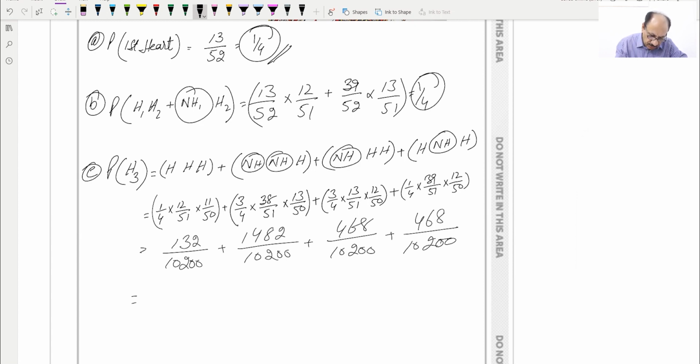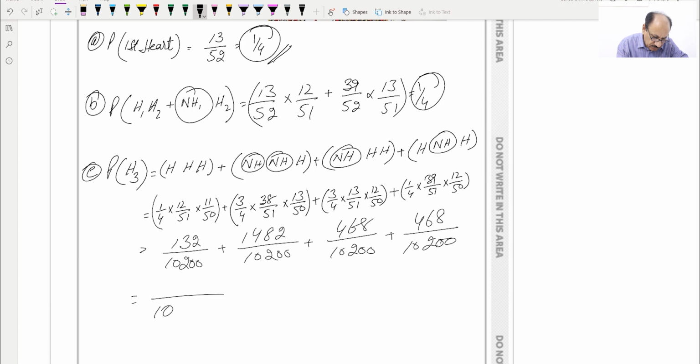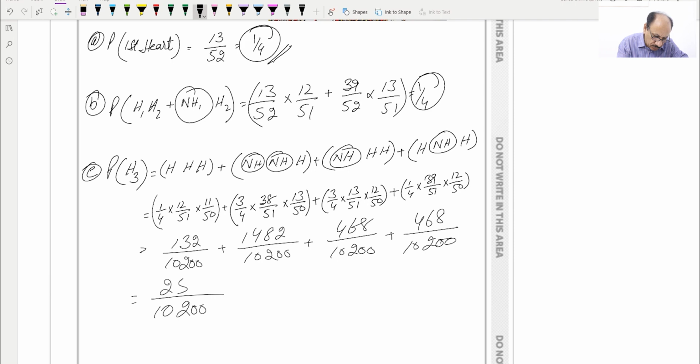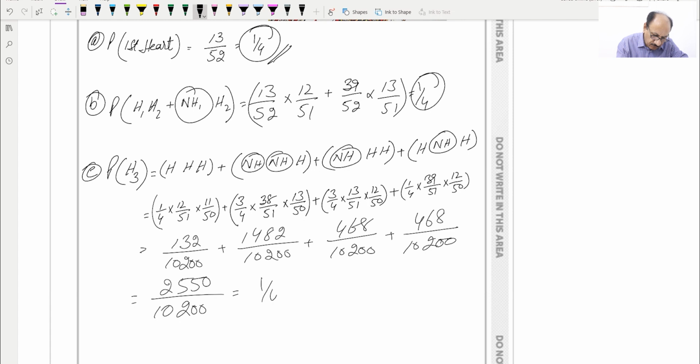Now we have to add the numerators. Denominators are same, so we are copying the denominator, and numerators will be 132 plus 1482 plus 468 plus again 468, giving us 2550. And 2550 over 10200, we will be getting 1 by 4, and this was the required answer which we are done with.